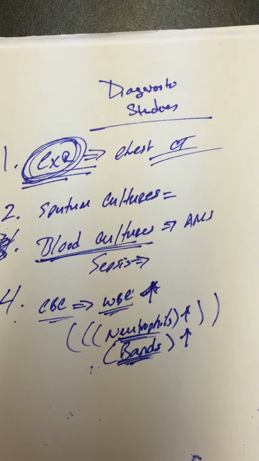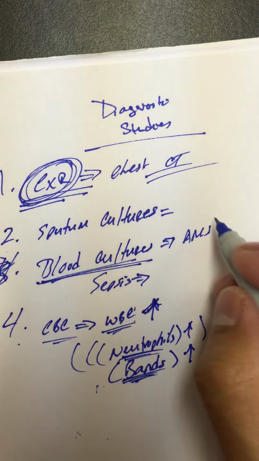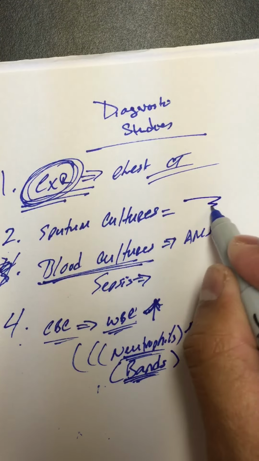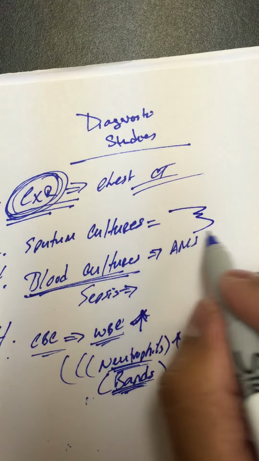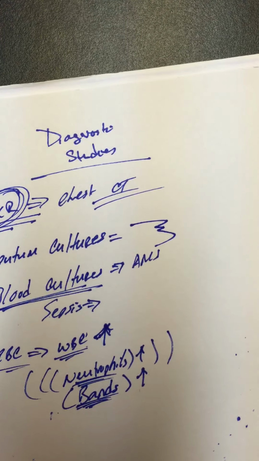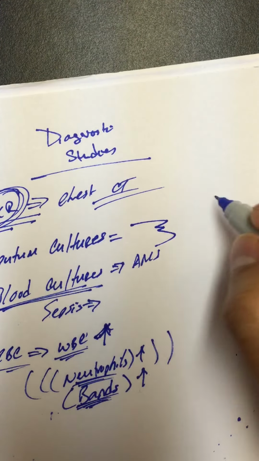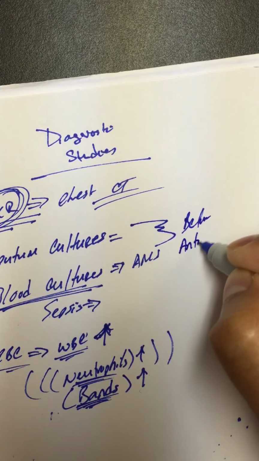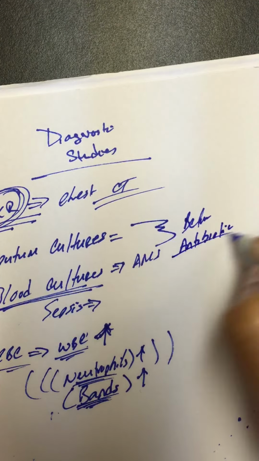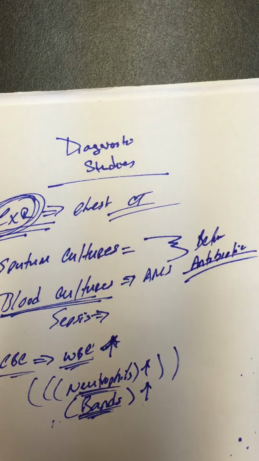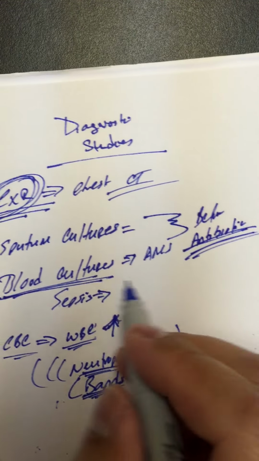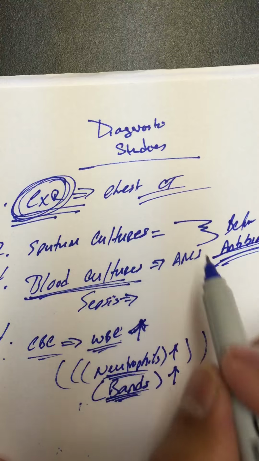Now, something that you need to remember if you're going to be doing any type of cultures, sputum cultures, blood cultures, you typically want to make sure you get these things before you start antibiotic therapy. Okay? So if you're able to collect these before you begin therapy, that is best.